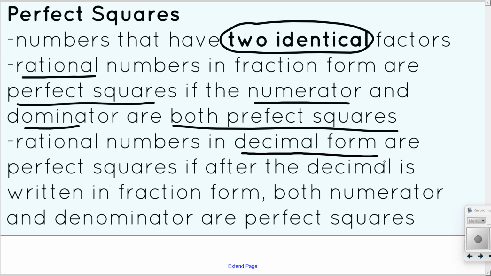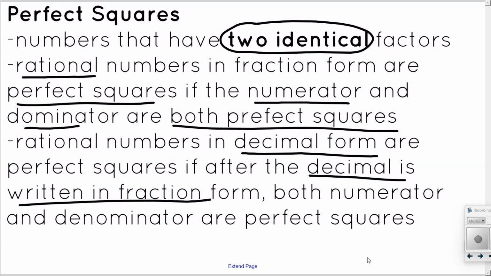Rational numbers in decimal form are perfect squares if, after you change the decimal to fraction form, the numerator and denominator are both perfect squares.